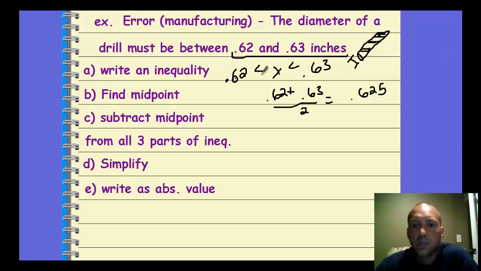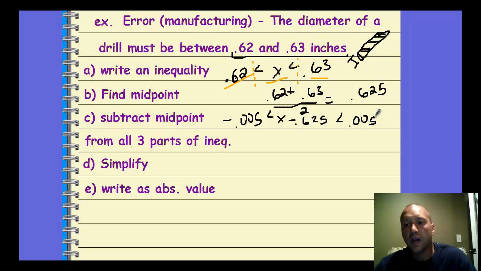So similar to what we did a couple days ago, we have the three parts. We want to subtract from each of these parts. So if I subtract from each part, I'm going to have a negative 0.005 is less than x minus the 0.625 I'm subtracting from each part is less than positive 0.005. And so when you're writing a tolerance, you'll notice that the negative and the positive values here actually end up being the same. And so we can take those and actually write it into a tolerance.